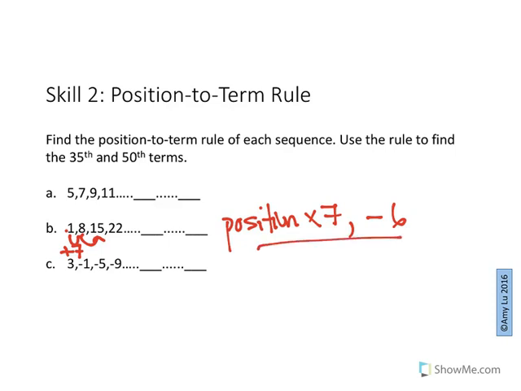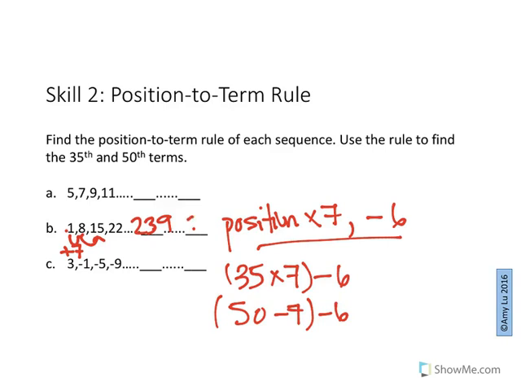And now that we know this rule, we can find the 35th and the 50th term. So the 35th term is 35 times 7, take away 6, which makes 239. And the 50th term is 50 times 7 minus 6, which will give you 344.